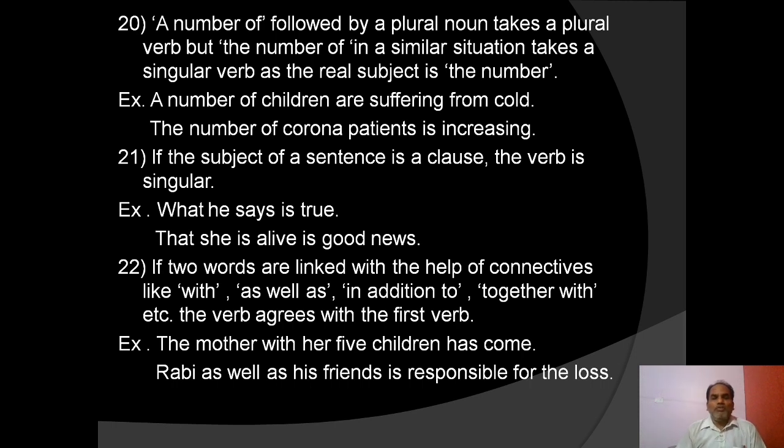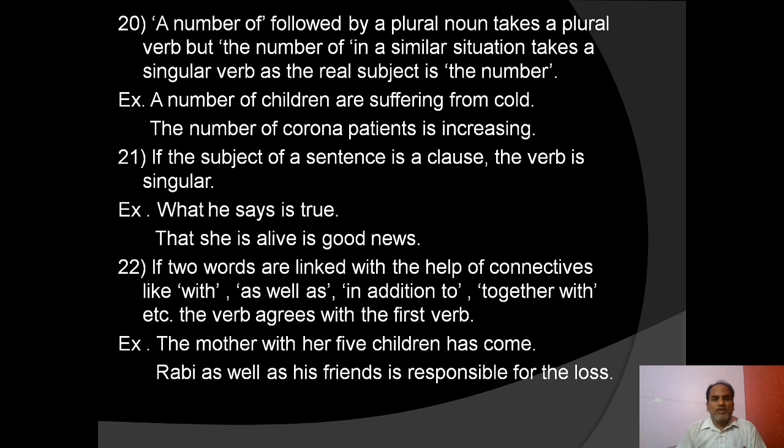So a number of children are suffering from cold, but the number of corona patients is increasing. What is increasing? The number is increasing. Who are suffering? The children are suffering. So a number of followed by a plural noun takes a plural verb, but the number of in a similar situation takes a singular verb as the real subject is the number.